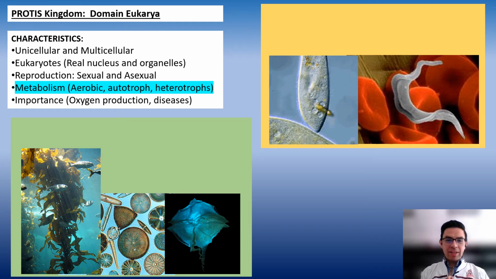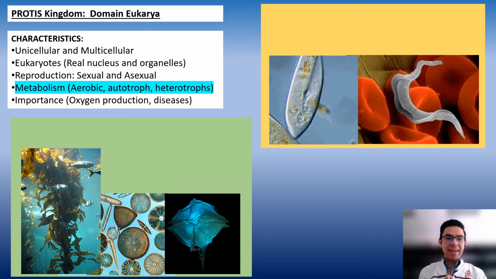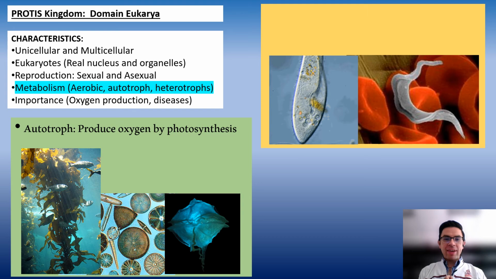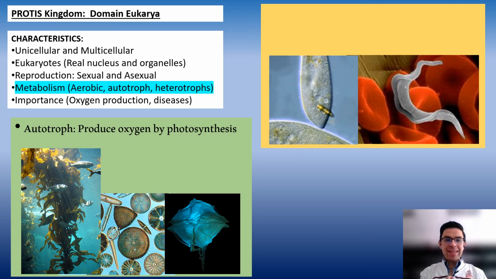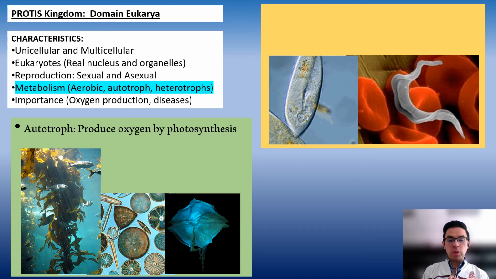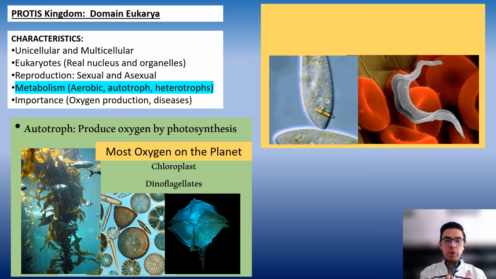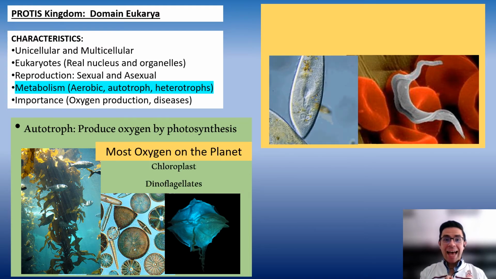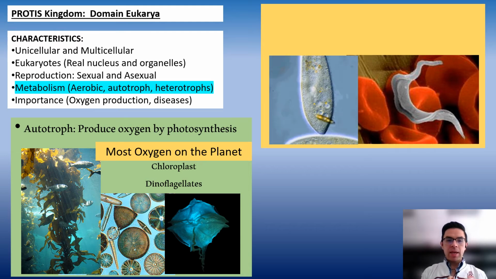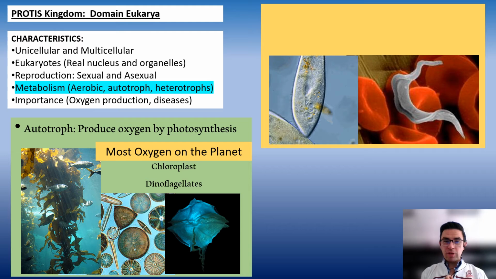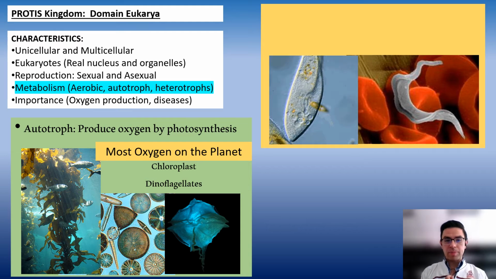Talking about their metabolism, they could have many adaptations. First, they are considered autotrophs, which means that they produce oxygen by means of photosynthesis. Usually, they produce oxygen because they have inside their bodies the organelle called chloroplast. It's a plant, right? Later on, we will make clear the difference why protists are not considered plants.